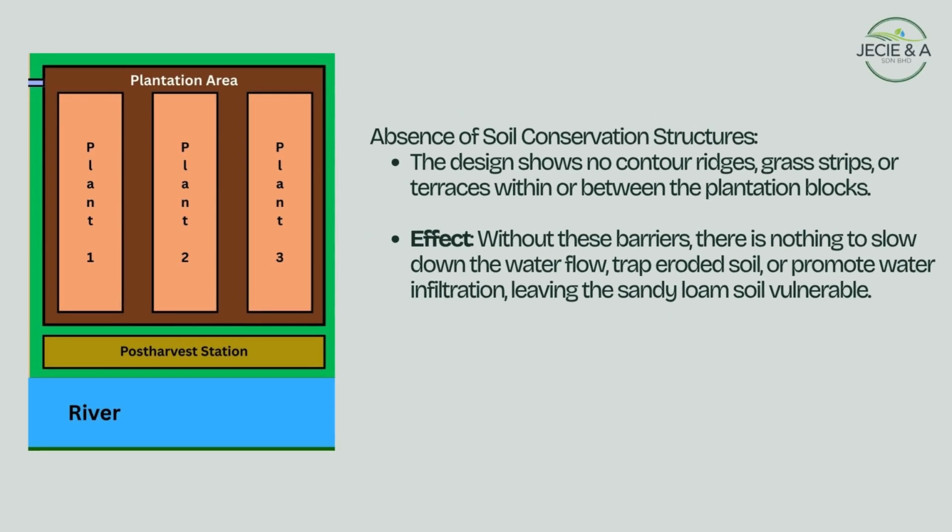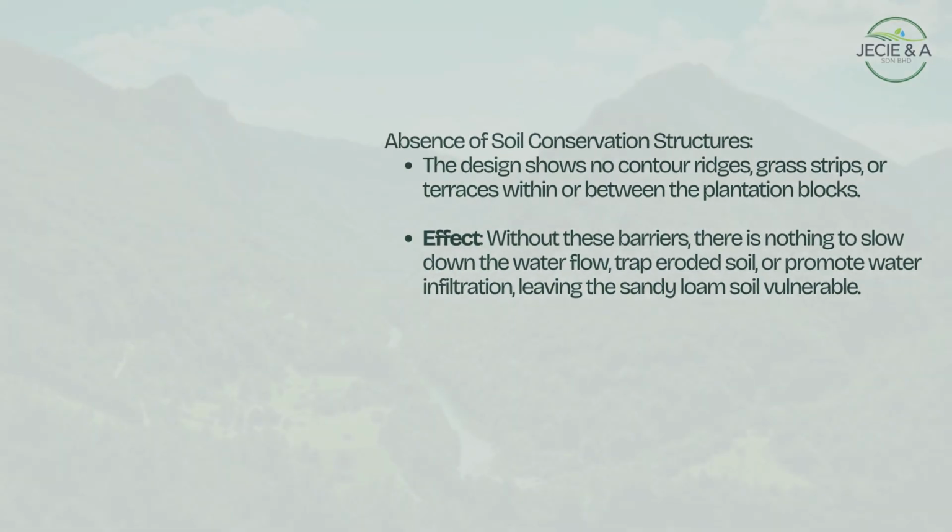So the second issue for our farm is the absence of soil conservation structures, where in our previous design there are no contour ridges, grass strips, or terraces between our plantation blocks. So the effect is, without these barriers, there is nothing to slow down the water flow during heavy rain, to trap the eroded soil, or to promote water infiltration, which leaves the sandy loam soil vulnerable.